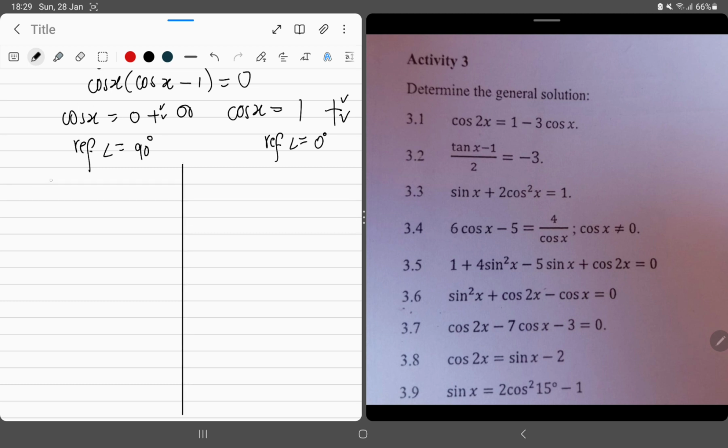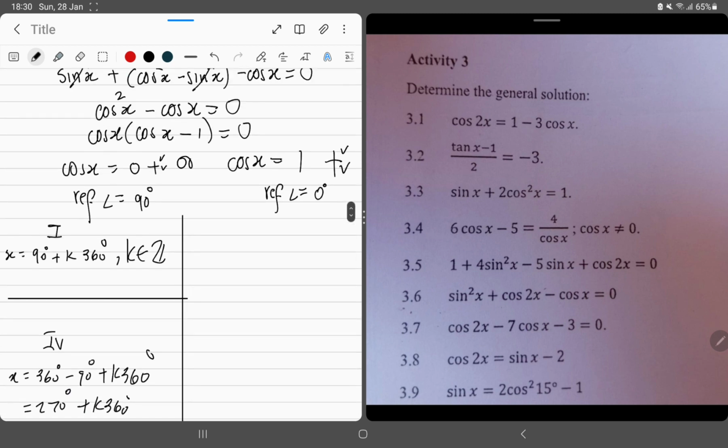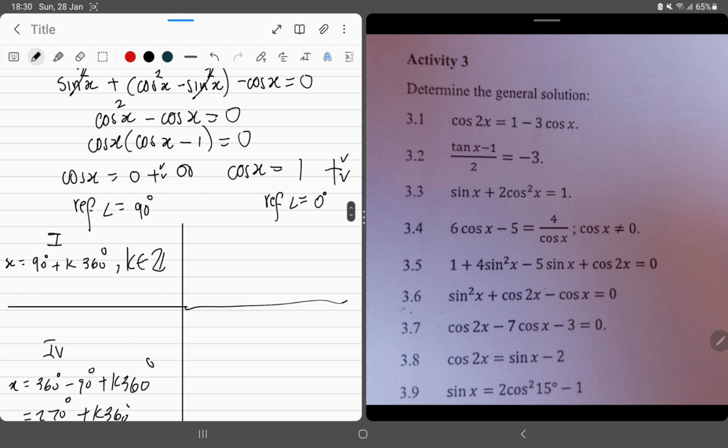So I'm working in quadrant 1 and quadrant 4. In quadrant 1, x is equal to 90 degrees plus k 360, where k is an element of integers. And then in quadrant 4, this is 360 degrees minus 90 plus k 360. So this is 270 degrees plus k 360.